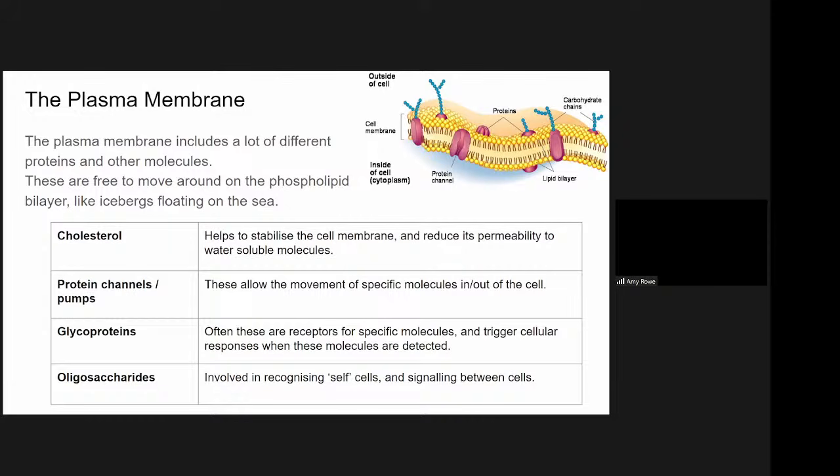And then we have oligosaccharides, which are in our diagram here, the carbohydrate chains, and they're involved in cells recognizing whether a particular cell is part of the same organism and signaling between cells. So in regards to an organism, cells recognizing other self cells and being able to distinguish whether they are self cells or foreign cells that may need to be destroyed.